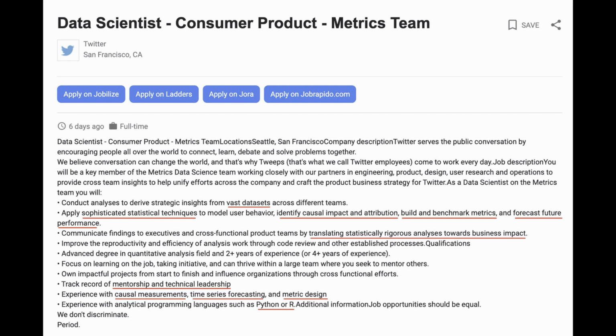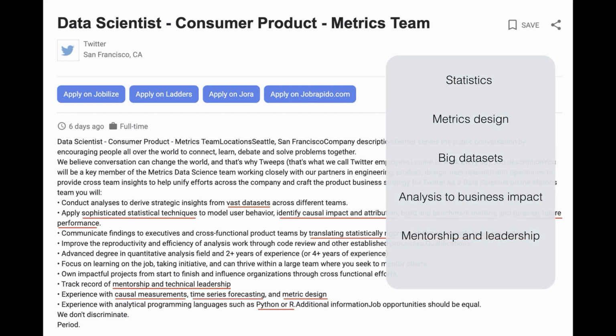In short, Twitter is looking for a candidate who has experience in statistics, metrics design, dealing with big datasets, and knows how to translate analysis to business impact. Also, the candidate should demonstrate some mentorship and leadership skills. Let's see how we could customize Sam's resume to fit this position at Twitter.